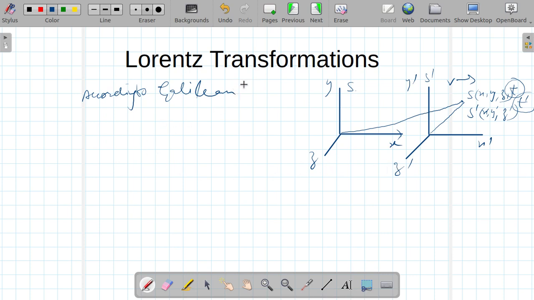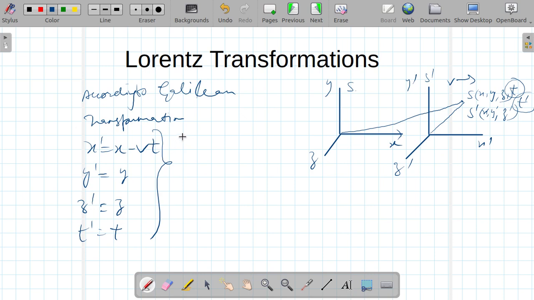So according to Galilean transformation, the coordinates of this observation point from two different frames will be related as x prime is equal to x minus vt, y prime is equal to y, and z prime is equal to z, and t prime is equal to t. And if I take derivative on both sides, then for velocity we can say that vx prime must be equal to vx minus v, and vy prime must be equal to vy, and vz prime must be equal to vz.